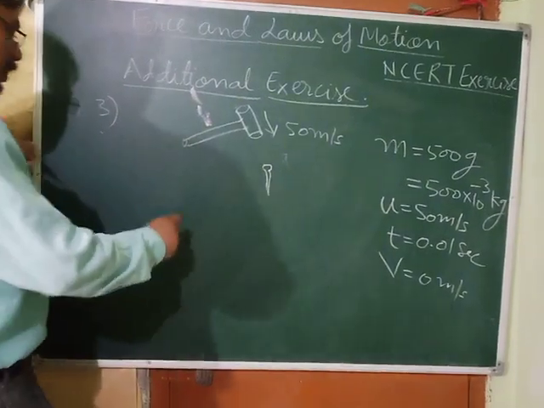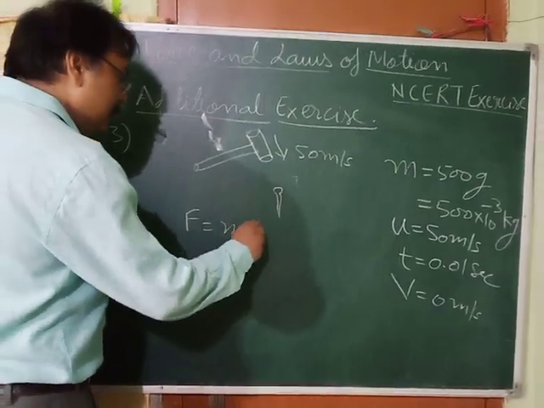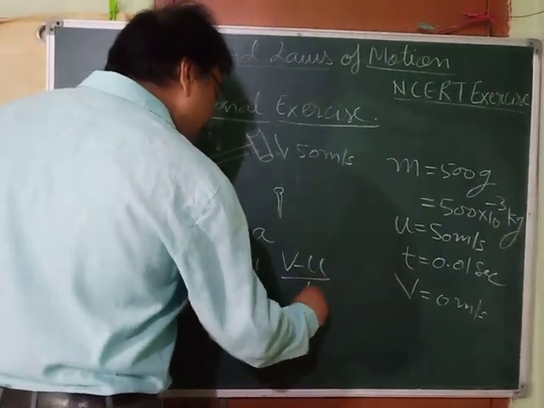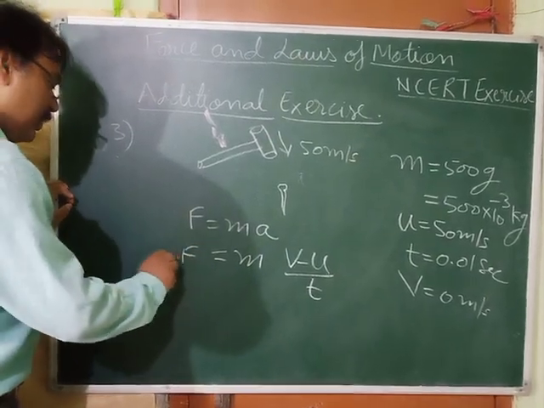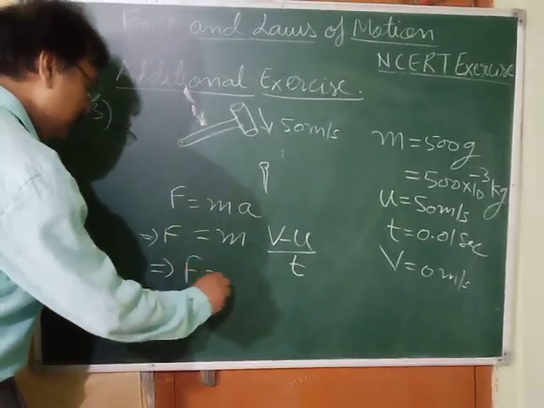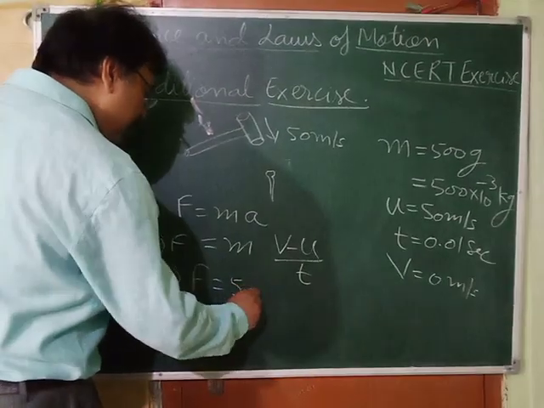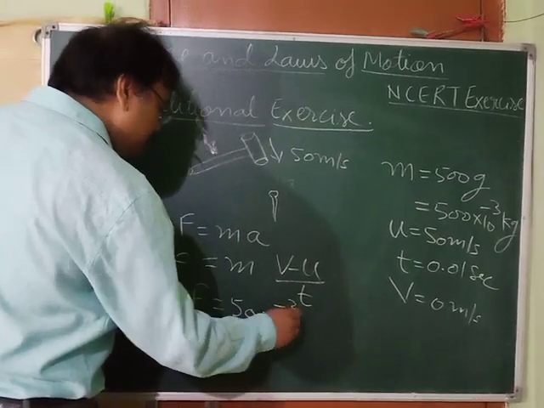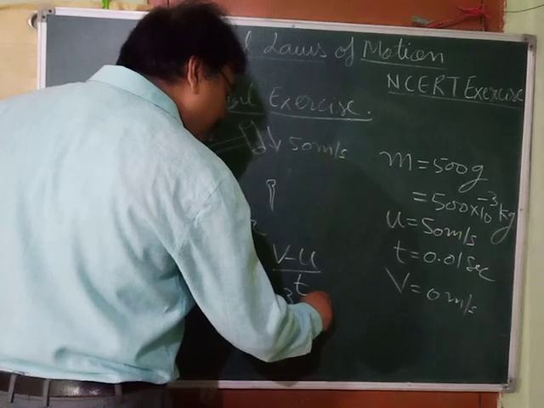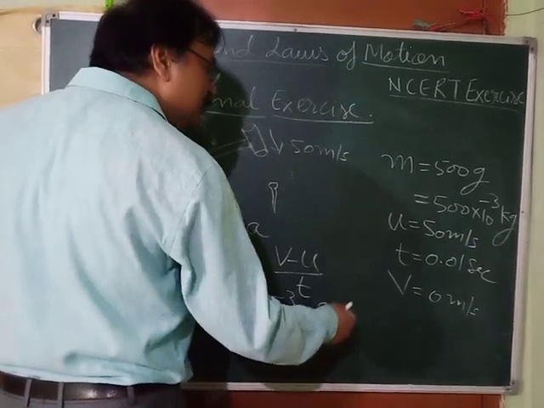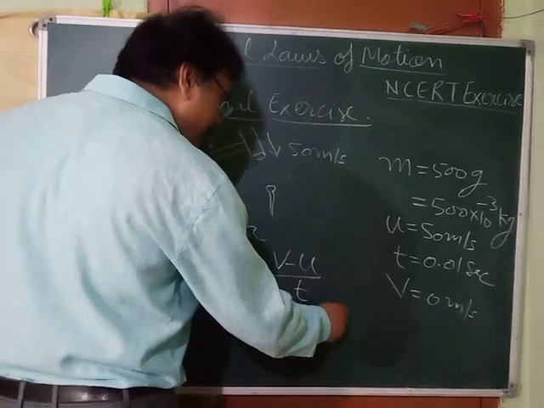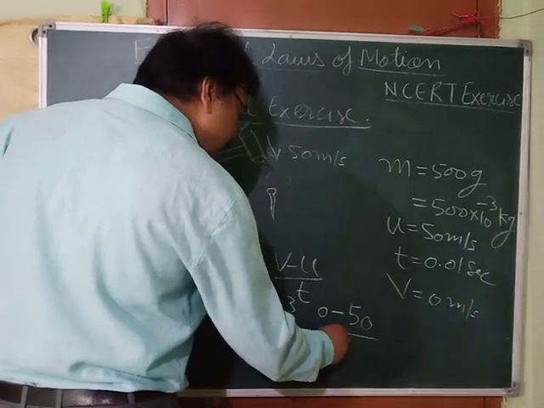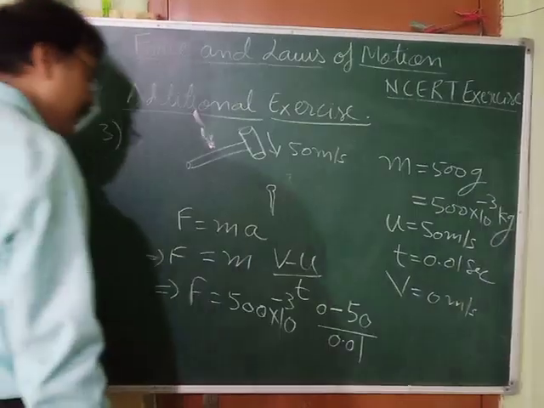So how to find the force? We know that force is equal to mass into acceleration, but also we know mass into acceleration means (v minus u) by t. So we can use this formula now. Now see, F is equals to m, which is 500 into 10 raised to the power minus 3. V is how much? It is 0. U is how much? It is 50. And t is how much? It is 0.01 second.